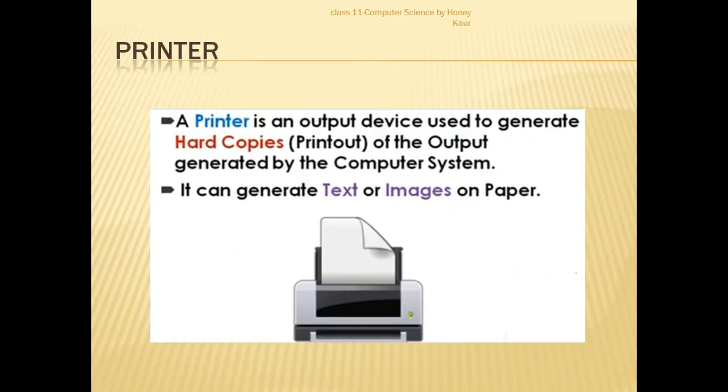Let's move to second type of output device, printer. Printer is used for hard copy. Monitor is for soft copy. Printer is for hard copy printouts. जो हम pages पे लेते हैं, that is coming from printer, and these pages are used for documentation. Software inside the computer memory shows on the monitor, whereas hard copy is used to maintain in the files for future use for documentation. So it generates text or images on paper.